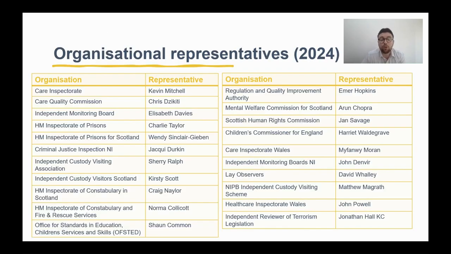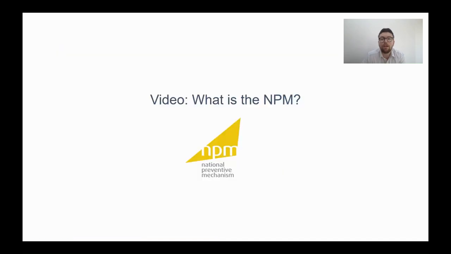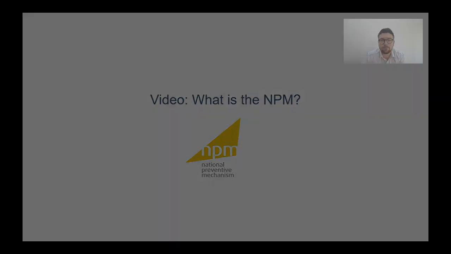Here's a list of all 21 of the organisations that make up the NPM and their senior authorised representative. That might be the Chief Inspector or the Chief Executive, or the individual that leads the strand of work for which the NPM makes up their organisation. We'll now watch a brief video with some of those names discussing what the NPM is and why it matters.